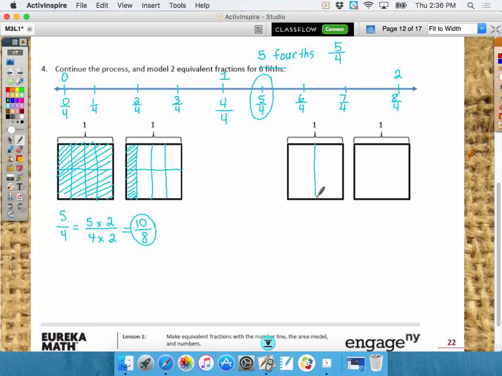So my denominator's 4. Each whole has to be divided into 4 equal parts. My numerator is 5. So I will shade 5 of those parts, continuing with the same pattern as the front of the page. You shade so fast.